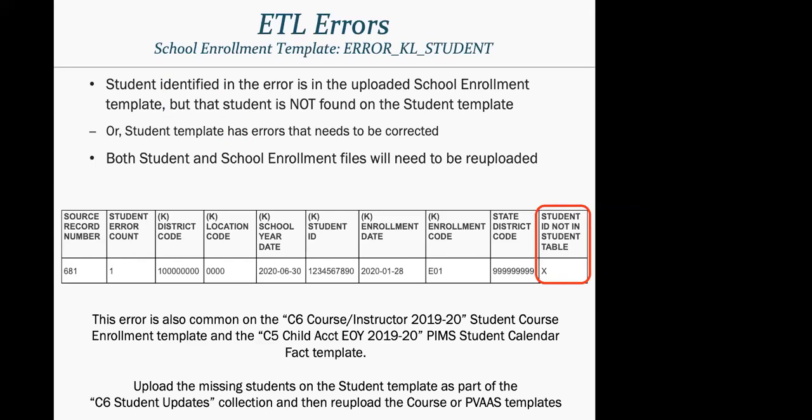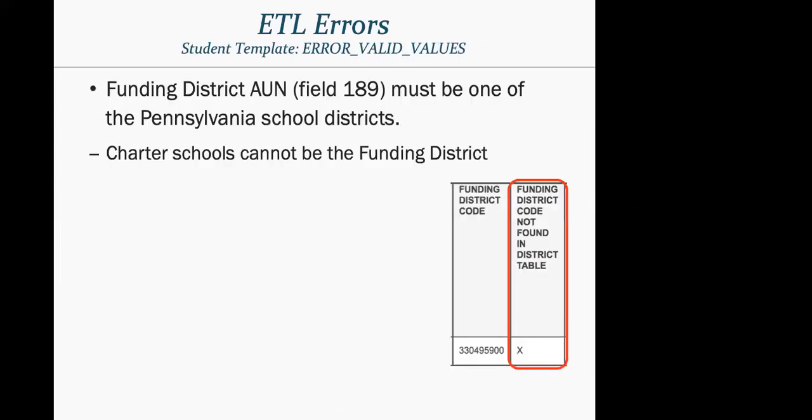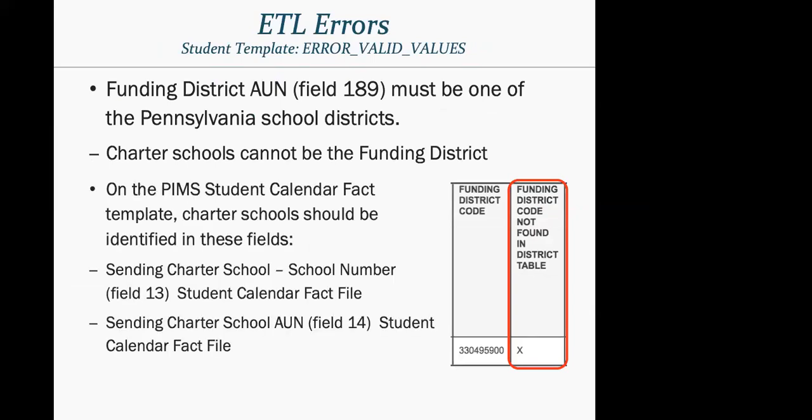Student, you'll get this a lot. If you have uploaded a student in another file, but you did not put them in your student file, that's going to error. Funding district has to be a school district, cannot be a charter school or an IU or an APS. So you could get that error as well. And that's looking for school districts and it's saying, we didn't find this AUN in that list. Okay.